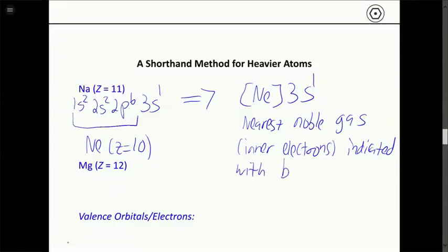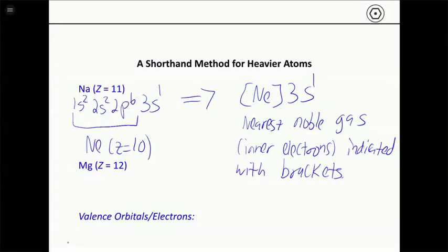And we just indicate those with brackets so that we don't have to write out all of them individually. Now you should know how to do both. So when you do homework problems this week and when you do exam questions in the near future, you'll see examples of both types of configurations. Either the full configuration with all of the 1s, 2s, 2p, and so on written out, or the abbreviated configuration where we put that noble gas configuration in brackets as a way of abbreviating it. So you need to be familiar with both of those. They will both come up.